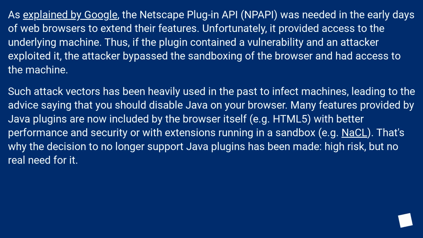As explained by Google, the Netscape plugin API was needed in the early days of web browsers to extend their features. Unfortunately, it provided access to the underlying machine. Thus, if the plugin contained a vulnerability and an attacker exploited it, the attacker bypassed the sandboxing of the browser and had access to the machine. Such attack vectors have been heavily used in the past to infect machines, leading to the advice that you should disable Java in your browser.